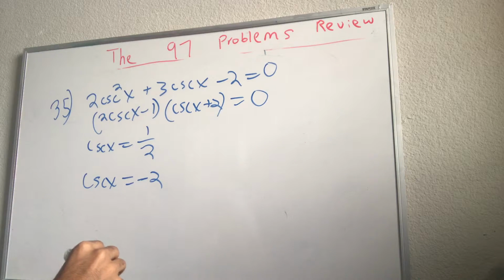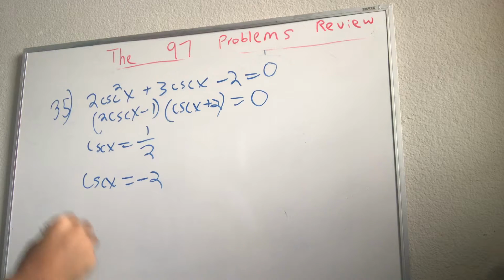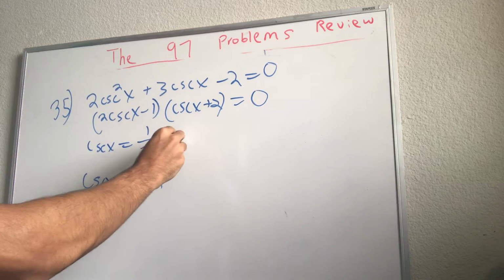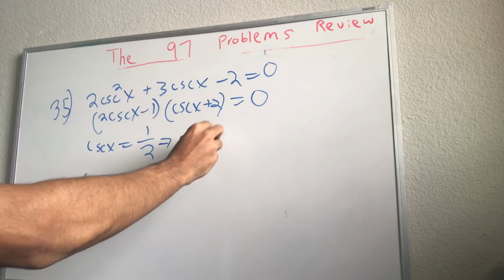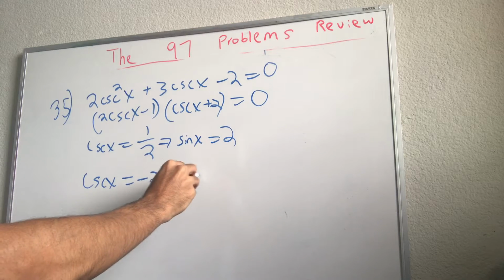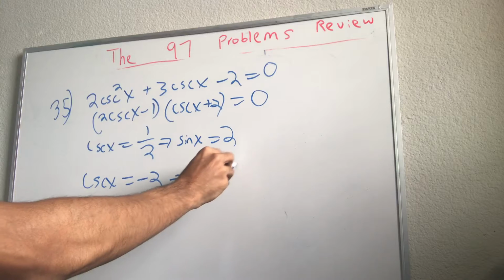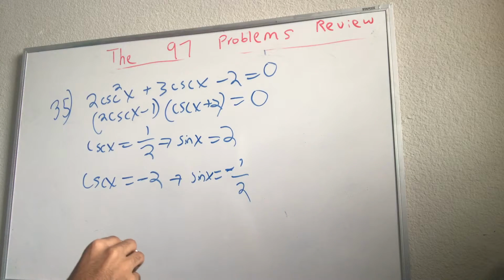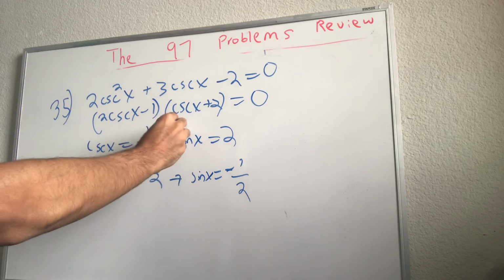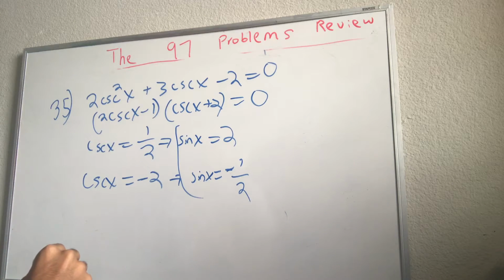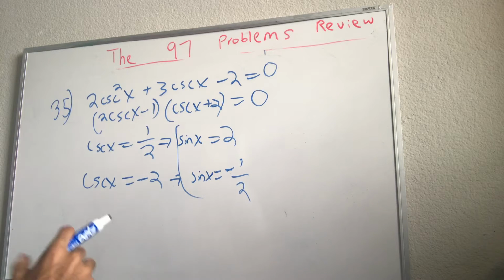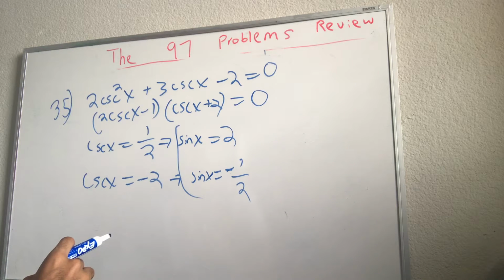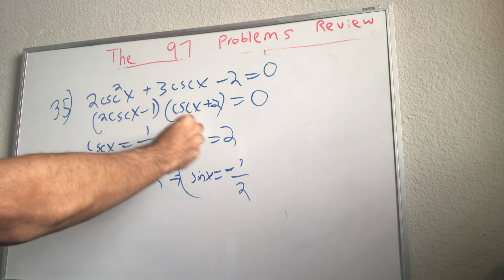Now you want to think of sine of x, because it's the reciprocal. So sine of x must be +2 here, and here sine of x must be -1/2. So you have these two different equations. Now, can sine of x be equal to +2? As we know, it cannot, because the possible values range from -1 to +1 inclusive, but not +2. So we don't get any value from here.